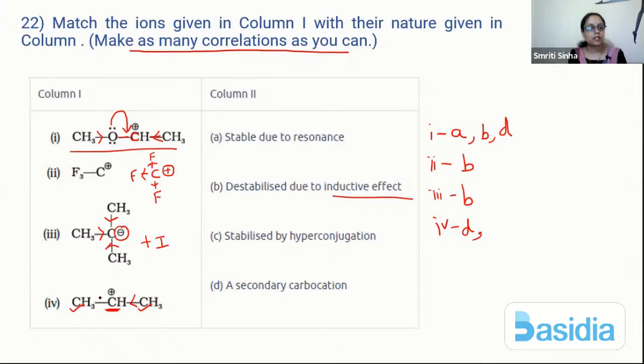And here stabilization is also there due to hyperconjugation because 2 alpha carbons with 6 alpha protons, and therefore C is also correct.